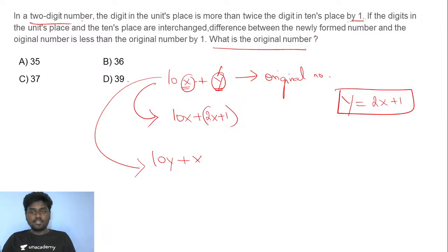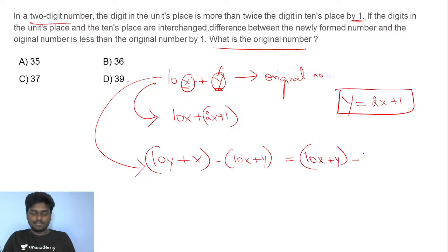That is the difference between the newly formed number and the original number, right? The newly formed number is actually less than the original number by 11, which means the original number is 10x plus y minus 1. That's what it means, right? So if I substitute the value y is equal to 2x plus 1, what will I be getting here exactly?